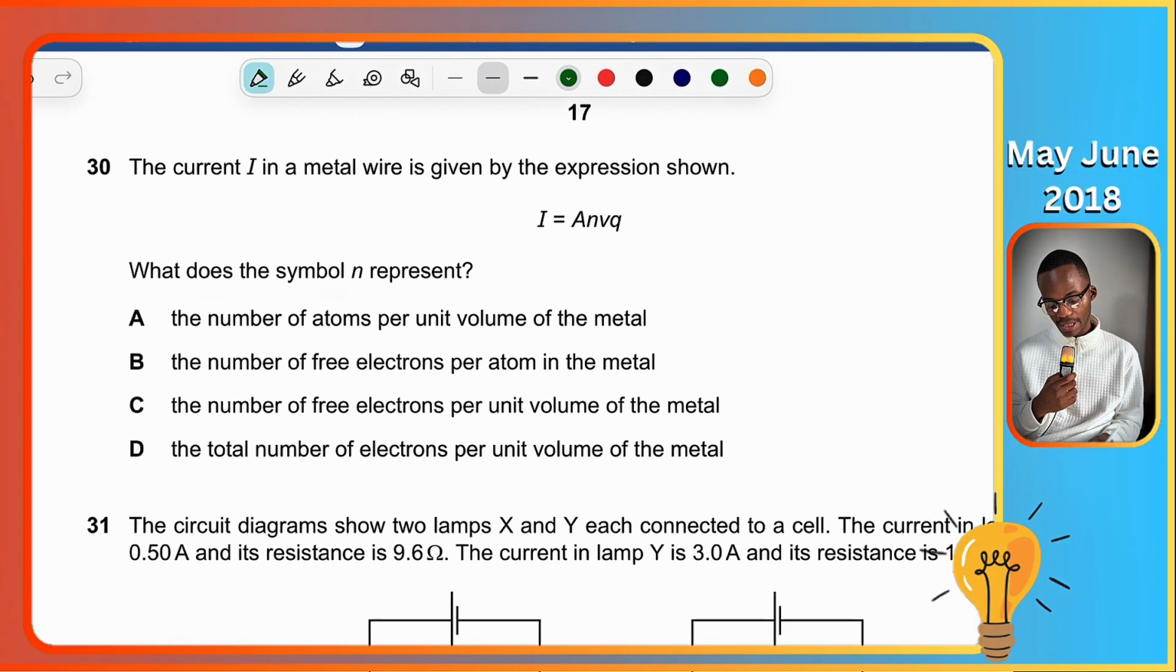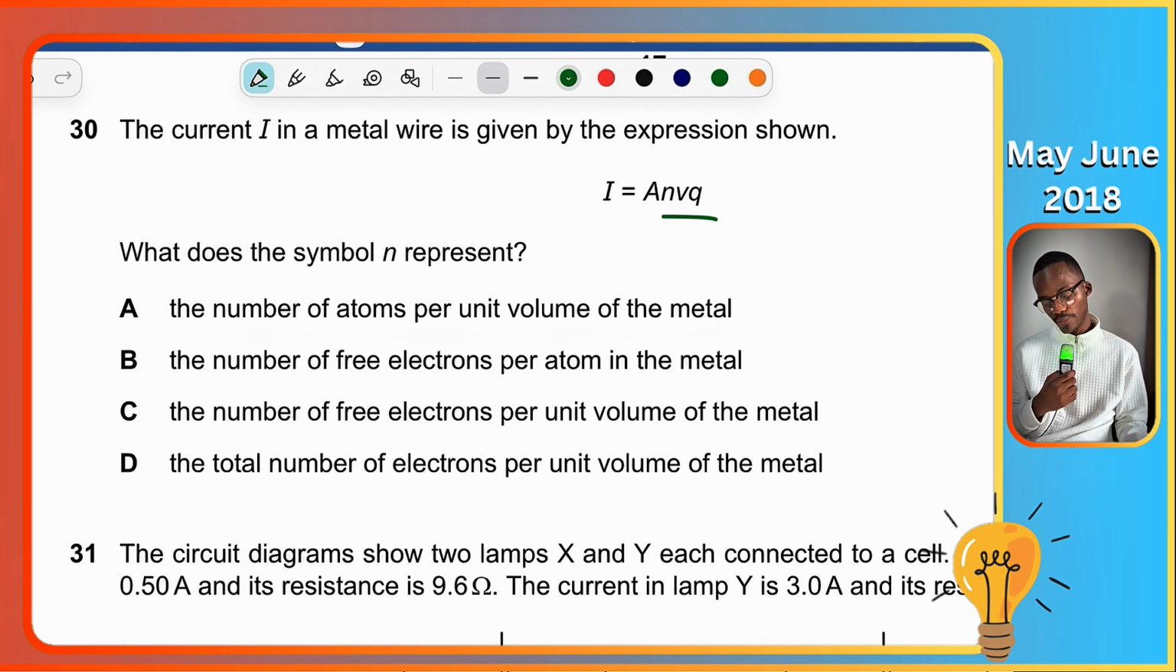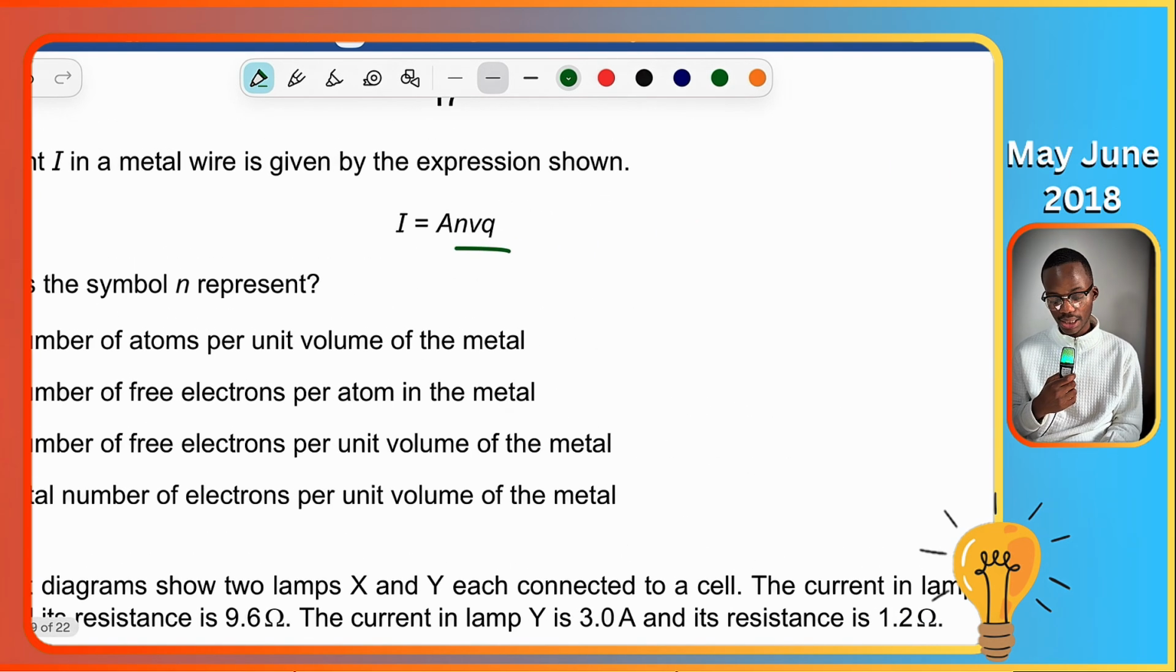Question 30. The current I is given by this expression. What does N represent? N represents the number of free electrons per unit volume. You should just know that. So I is the current.